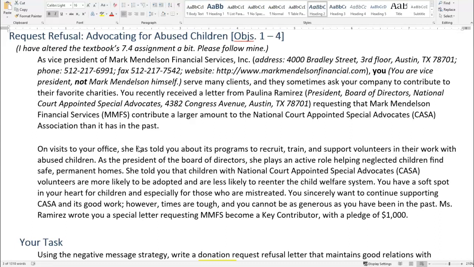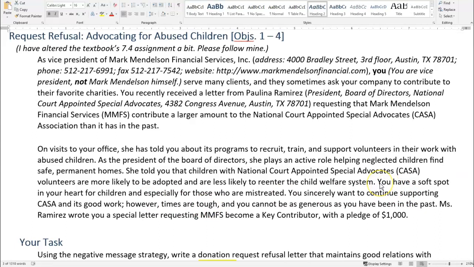So she's been to your office and she's talked to you about programs to recruit, train, and support volunteers in their work with abused children. And she plays an active role in helping neglected children find safe, permanent homes. So she's told you that when volunteers are trained, they're more likely to help children find permanent homes and to get them out of the welfare system. Now, this part right here, you have a soft spot in your heart for children, and especially those who are mistreated. Do not put that in your letter, okay?